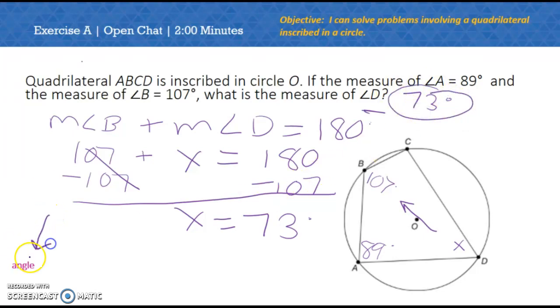And your ticket out the door password for today is angle, so make sure you have that written down. Ticket out the door password is angle.